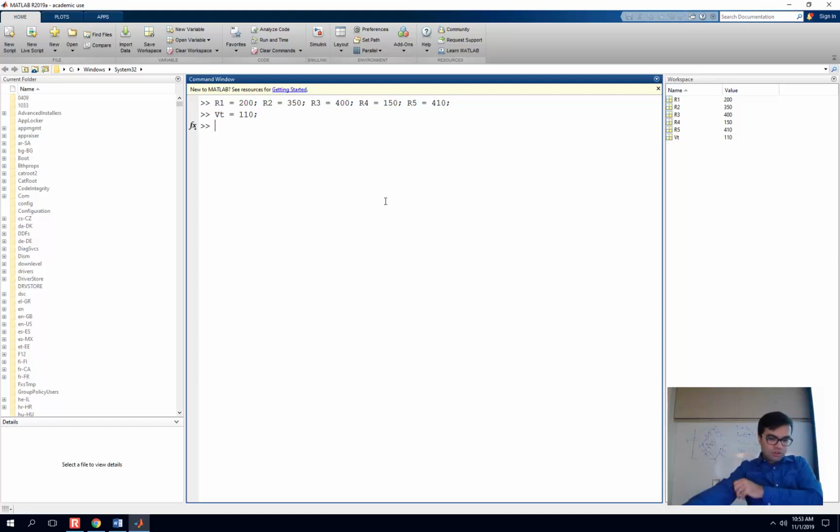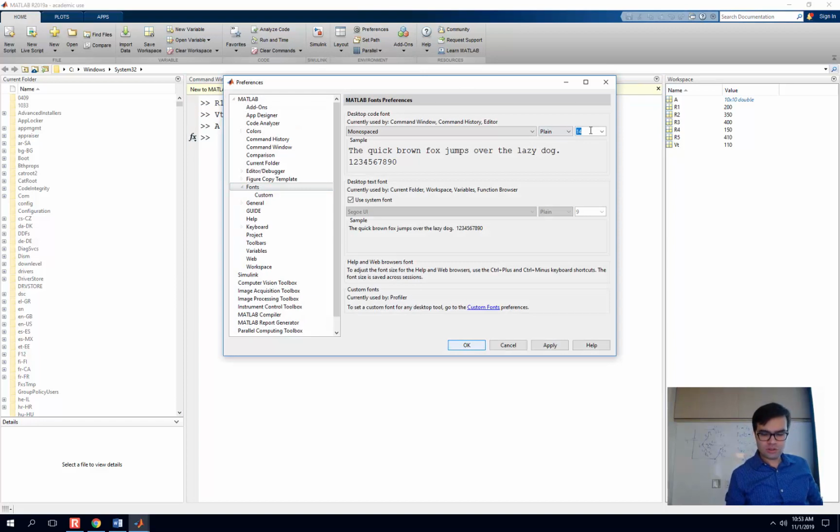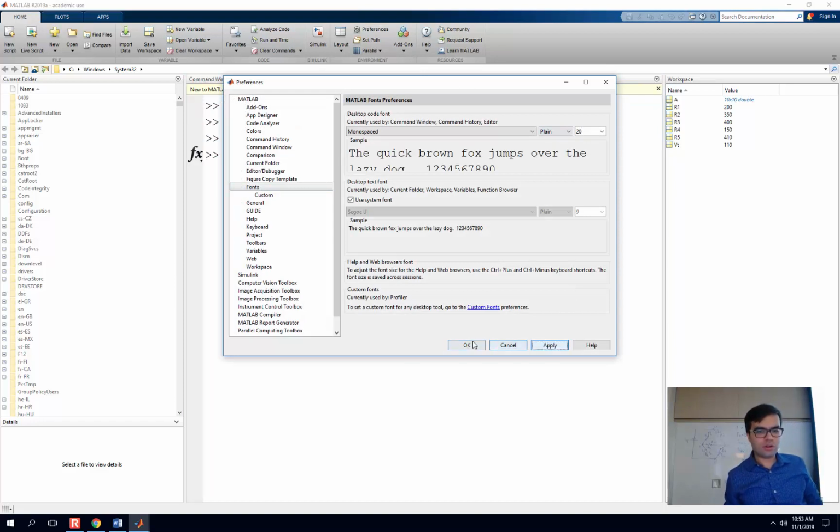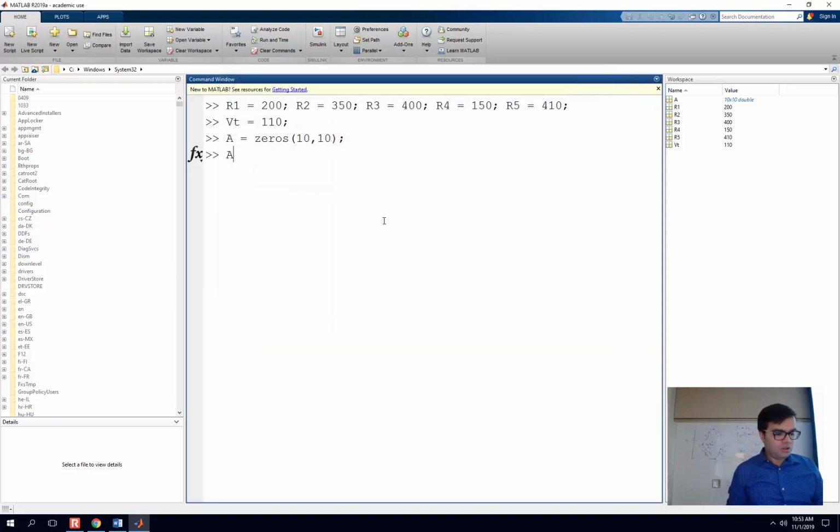Now what I need to do is create my matrix A. Matrix A comprises a lot of zeros. So I do A is equal to zeros of 10 by 10. Now I start filling in. Do you all see this, or do I increase the font a little more? Is that good now?